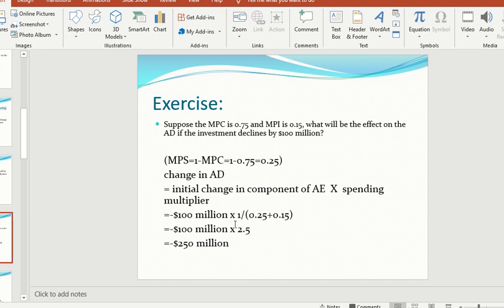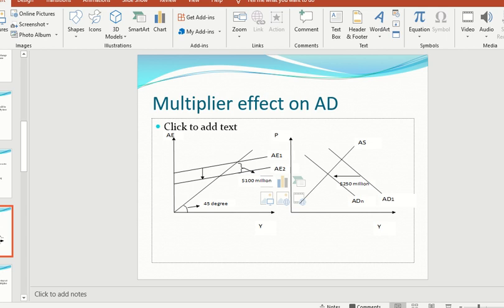So once we open up the economy, once we have included the MPI, we can see that the effect on aggregate demand is smaller because the spending multiplier is smaller. Let's just try to illustrate the effect graphically.